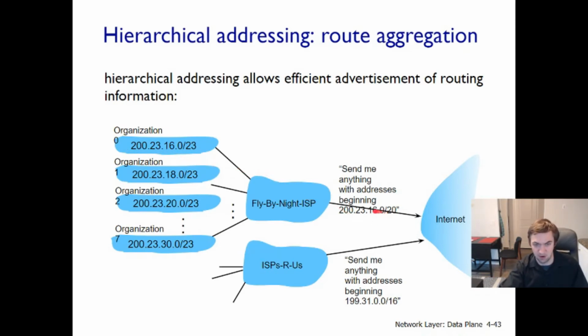And so if there are organizations that are handled by Fly-by-Night ISP, this first one is 200.23.16.0. It's the first one that has these first digits, then 200.23.18, 200.23.20, and so on up to 200.23.30. All of these are in the same block of addresses that this ISP is maintaining, so it should be the point of address if you're trying to contact it through the internet.